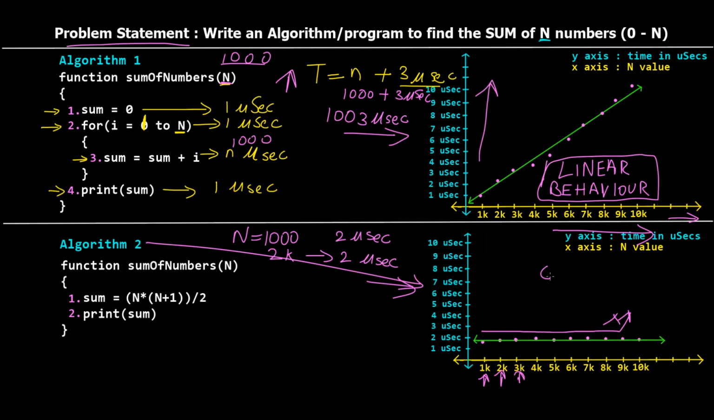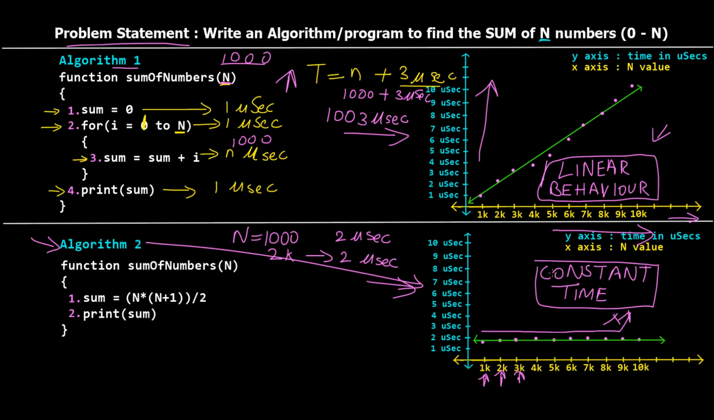So this behavior is known as constant time behavior. When doing the analysis of algorithm 1, we are getting linear behavior. But for the same problem statement, we write algorithm 2 and it is giving us constant time behavior.